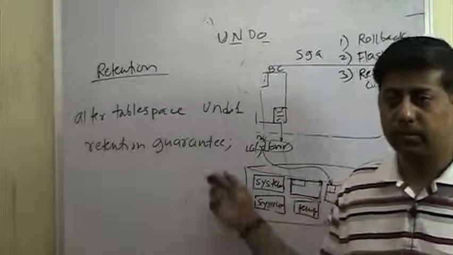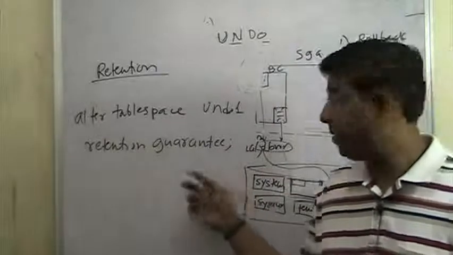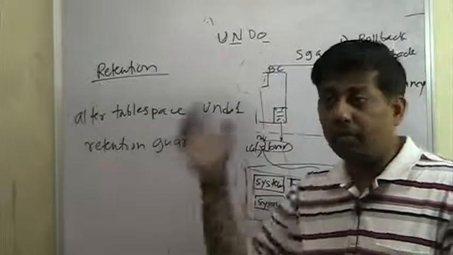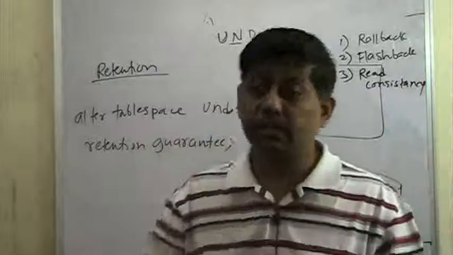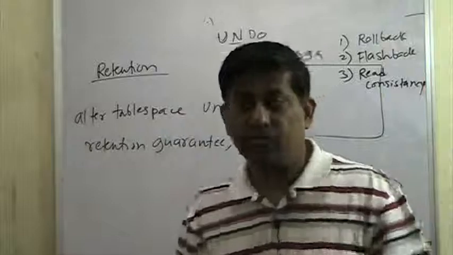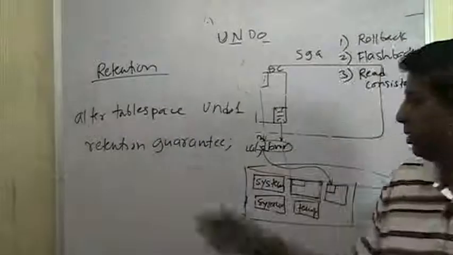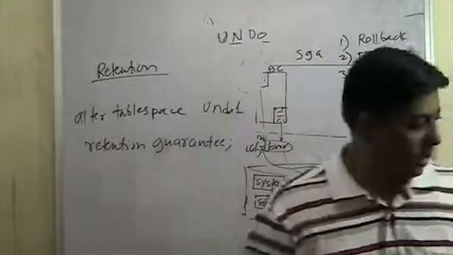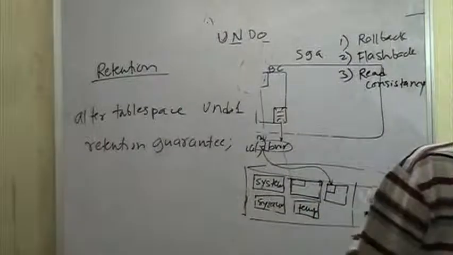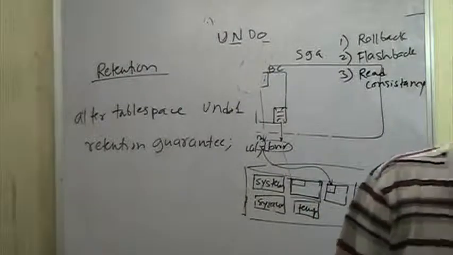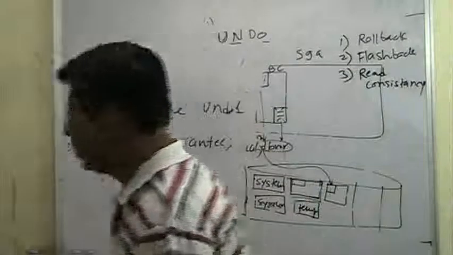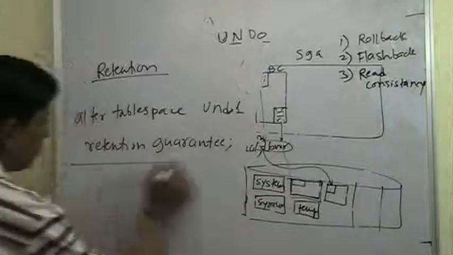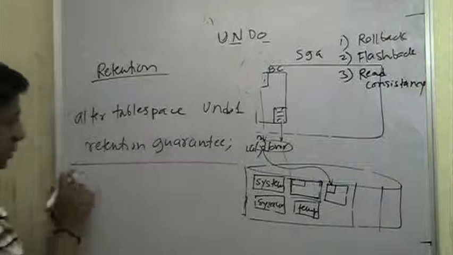If guarantee is not mentioned, then it will overwrite. If there is no guarantee, then it will overwrite even before the 900 second period. So that is what this guarantee means. So one smaller point, so this is the retention issue. Another smaller point is, not smaller point, I think maybe it is important.